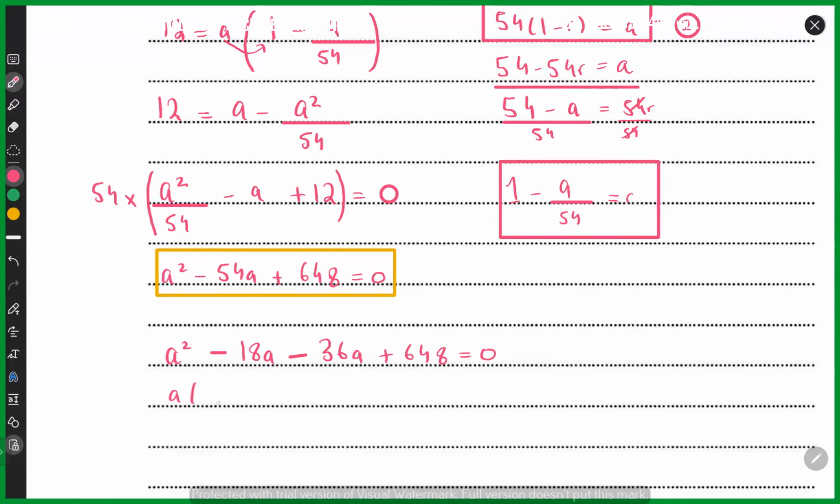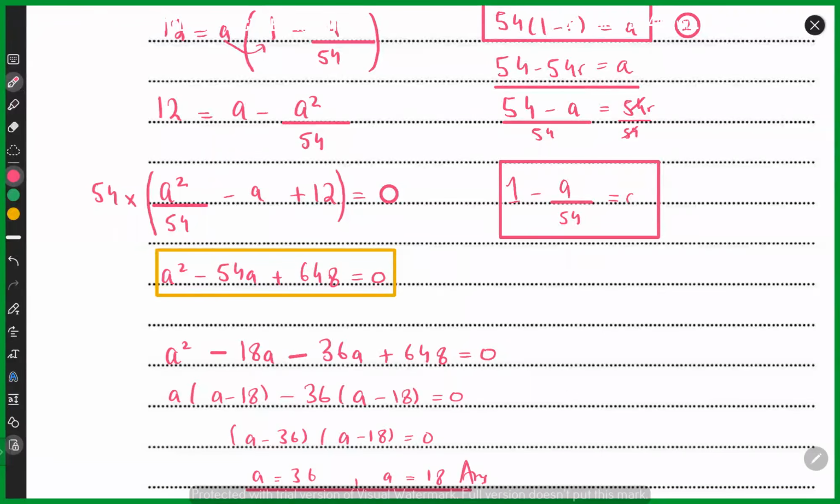I'll take A common and this would give me A minus 18, and then we can just take minus common, and 36 common as well. So A minus 18 is equal to 0. This would give you A minus 36 into A minus 18 equals 0, and this would give you A equals 36 and A equals 18. So this is going to be your answer. So are you able to spot your mistake now?